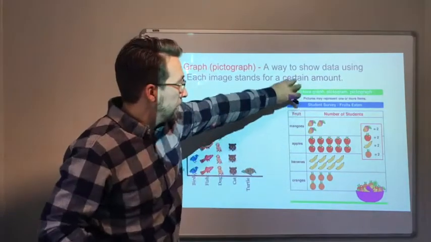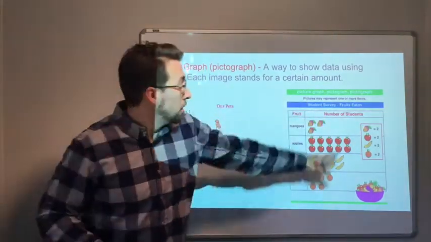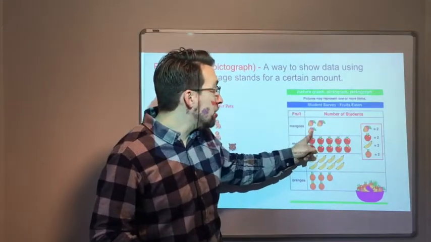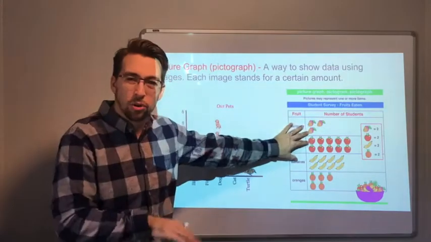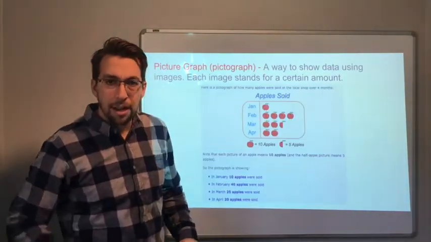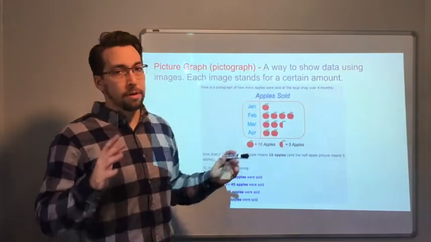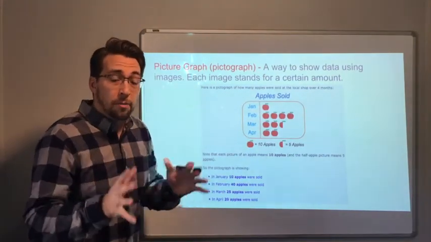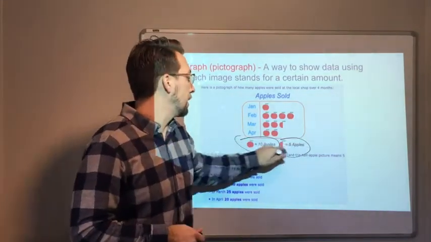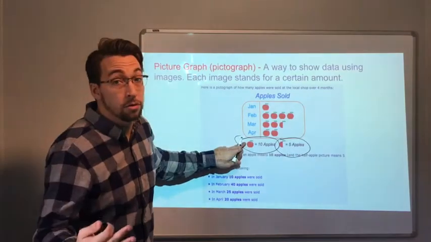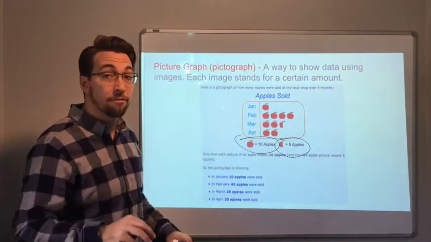But check this out. Here with this example, each image is 2. So, right, if you get 1 mango, that is 2 votes, or 1 apple, that's 2 votes. So that's cool. And I'll show you right here on the next example. Okay, each image stands for a certain amount. If an image stands for more than 1, it's going to tell you, it's going to illustrate that. 1 full apple is 10 votes. A half apple is 5.